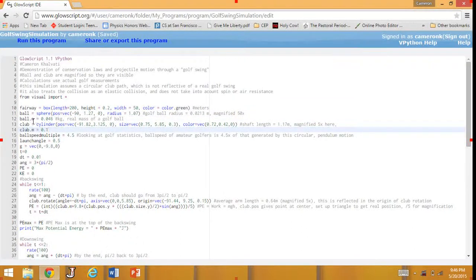And then I create the club, which is a thin cylinder. I establish its position relative to the position of the ball because I want it to be left of the ball at the start. So I take into account the size of the club and the radius of the sphere. Here I give the club a mass, and I define two quantities here: ball speed multiple and launch angle, which I will come back to later.